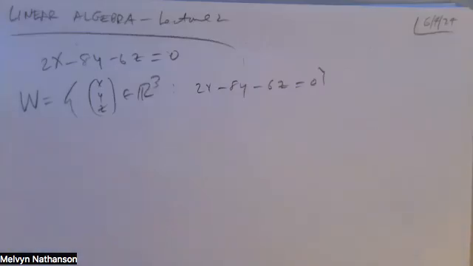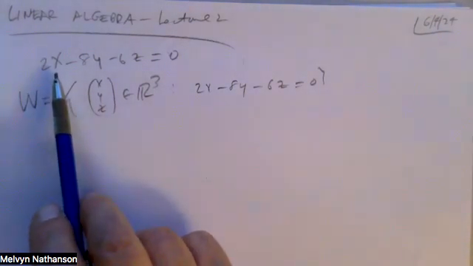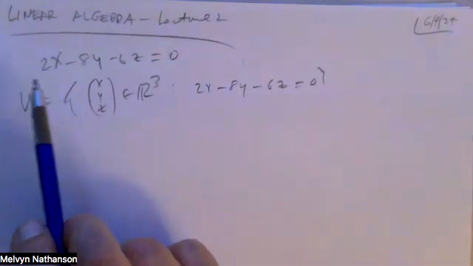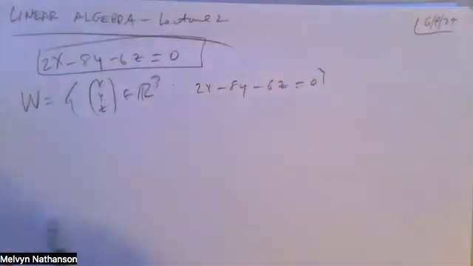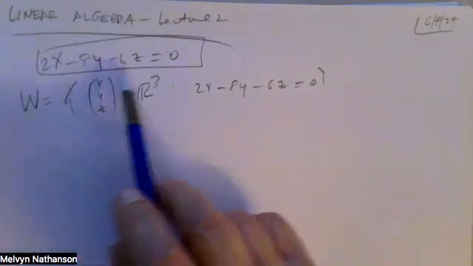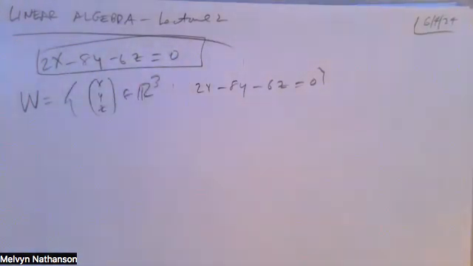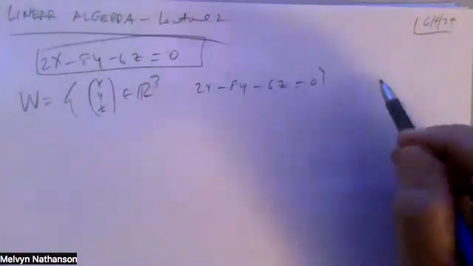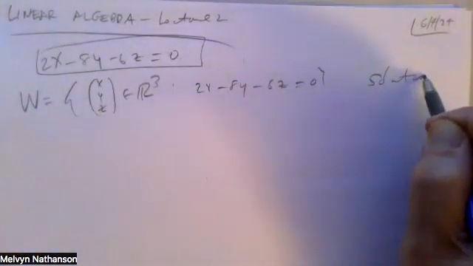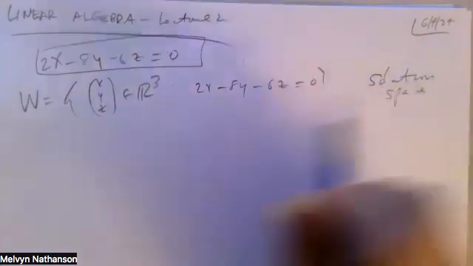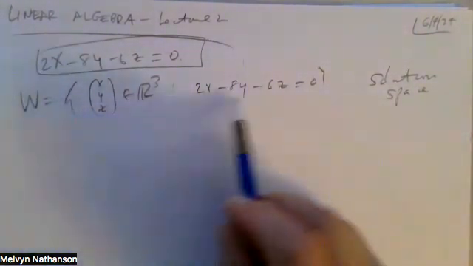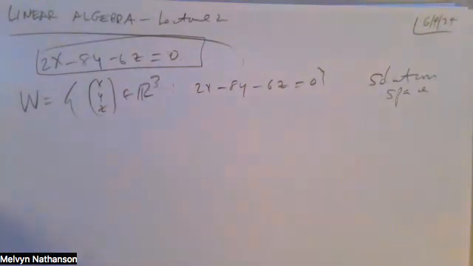Okay. Linear Algebra Lecture 2, and one of the homework problems, which had a typo in it that I corrected, is to solve this one linear equation, 2x minus 8y minus 6z equals 0. It's homogeneous because the right-hand side is 0, and we want to find the solution space. The solution space is all vectors x, y, z in R3 that solve the equation.